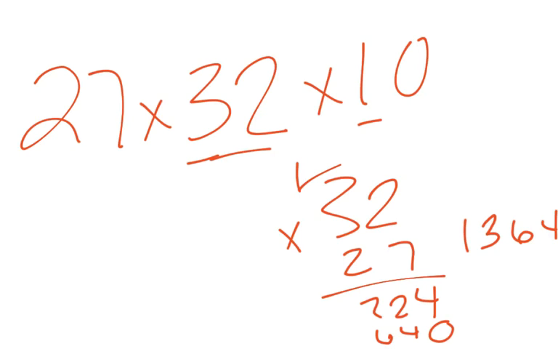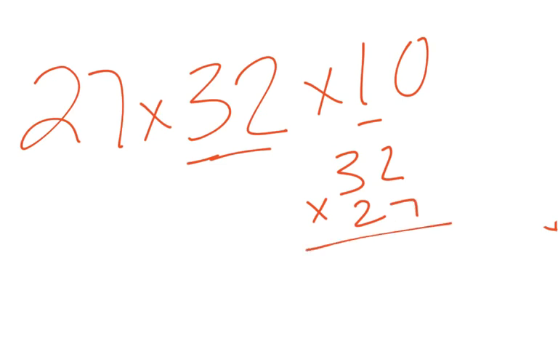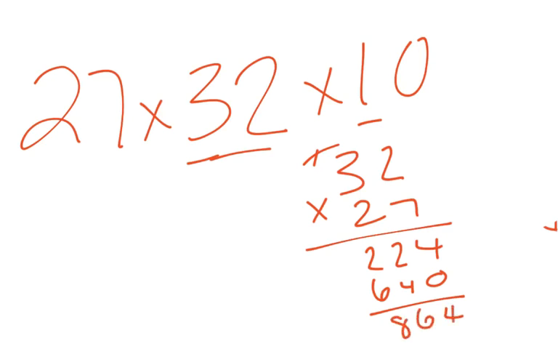Did I do something wrong? I feel like I'm running out of room here. Let's try this again. Okay, so let's do 32 times 27. 7 times 2 is 14. 7 times 3 is 21 plus 1 is 22. Put a 0. Cross that out. 2 times 2 is 4. 2 times 3 is 6. Oh, I think I just made my numbers weird. Remember, add that 0. So the next one works.